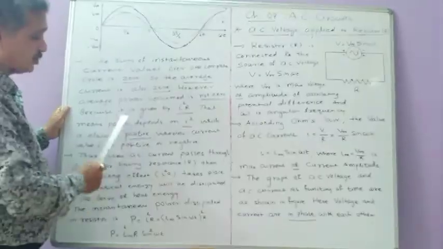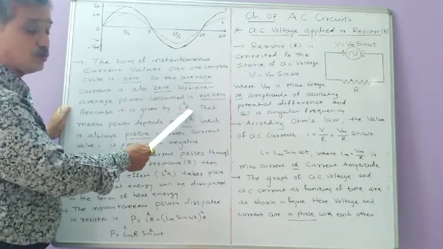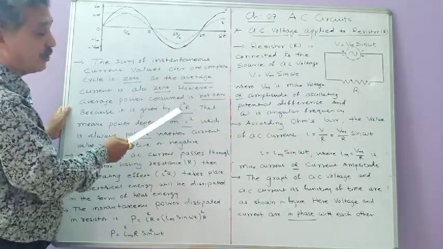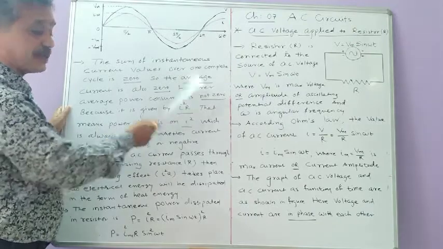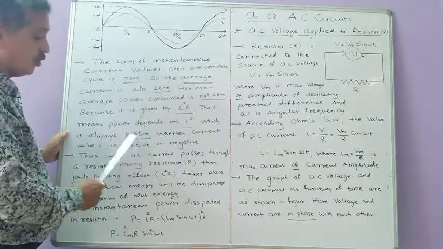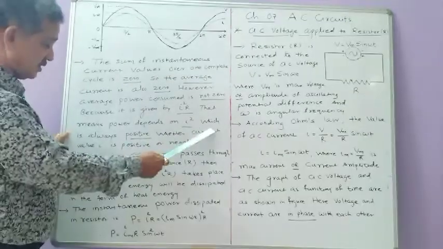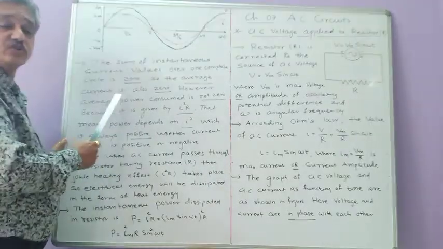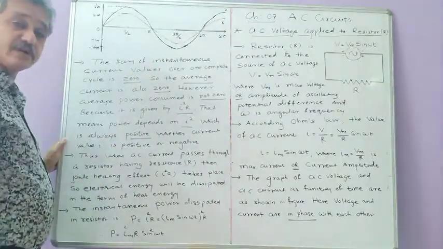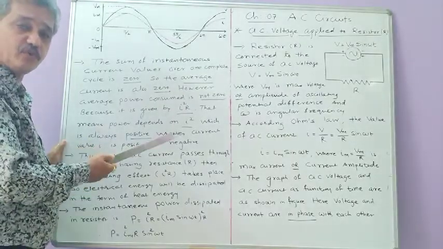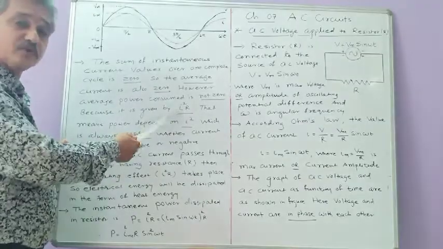Why? Because power is given by what? I square into capital R. तो जब पॉजिटिव वैल्यू ऑफ करंट है तब पावर I square into R, नेगेटिव वैल्यू ऑफ करंट है तो I square, तो स्क्वायर किसी भी नेगेटिव वैल्यू का पॉजिटिव ही होता है, इसलिए I square R कैसे मिलेगा? पॉजिटिव. That means the power depends on I square, which is always positive, whether the current value I is positive or negative. So here average current is zero, even though the power consumption in this circuit is not zero. It is equal to I square R, क्योंकि पॉजिटिव वैल्यू ऑफ करंट का भी स्क्वायर पॉजिटिव होगा एंड नेगेटिव वैल्यू ऑफ करंट का भी स्क्वायर पॉजिटिव ही होगा.